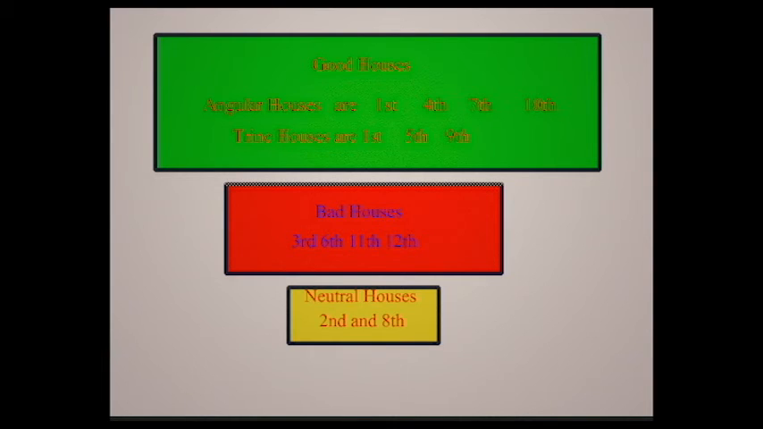The second group is the 5th and the 9th house. Along with the first house, the 5th house and 9th house are called the trine houses. These are kind of the lucky houses in a birth chart. Next we will see the bad houses. These are the 6th, 3rd, 11th, and 12th houses. And the neutral houses are the 2nd and the 8th houses.